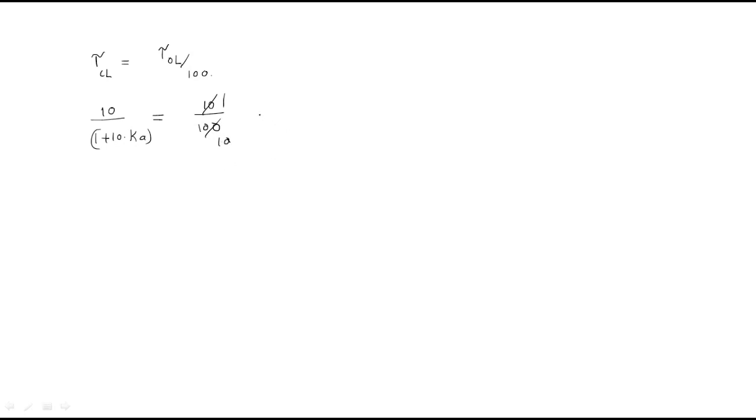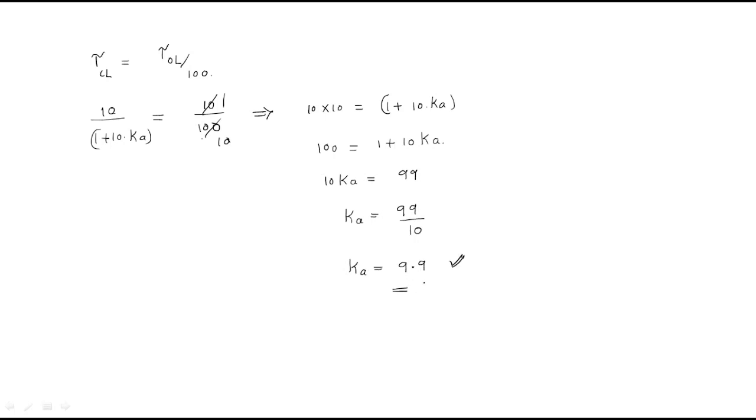From this, doing cross multiplication, 10 into 10 will be equal to 1 plus 10 into Ka. So 10 into 10 gives 100 equal to 1 plus 10 Ka. So 10 Ka equals 99. From this we can write Ka equals 99 by 10. So we find the Ka value is 9.9. So this is the Ka value. Approximately we can take the Ka value as 10.